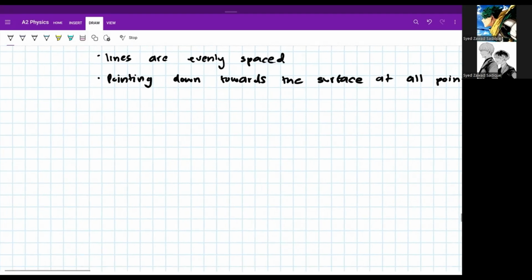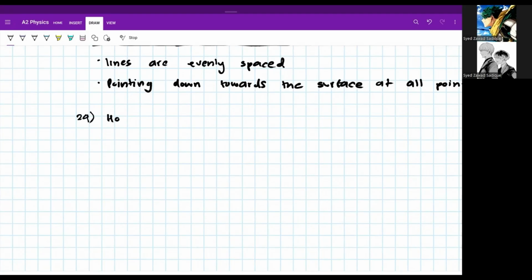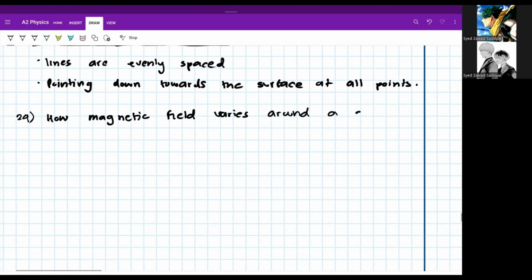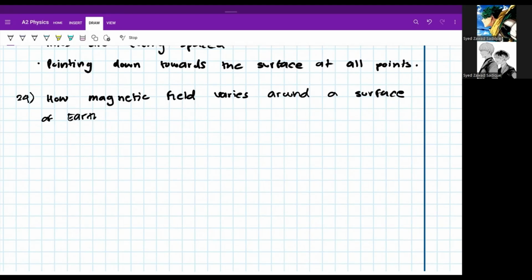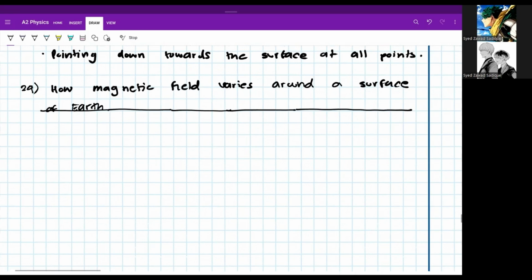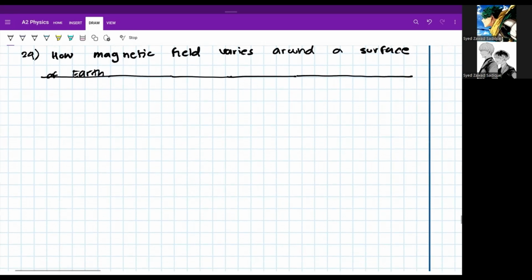Okay, next is 24. How does the magnetic field vary around the surface of Earth? So this is also in bullet points. And I encourage everyone to write it in bullet points in the exam. It's fine if you write it in sentences or in paragraph, but bullet points make it easier for the examiner to mark you.